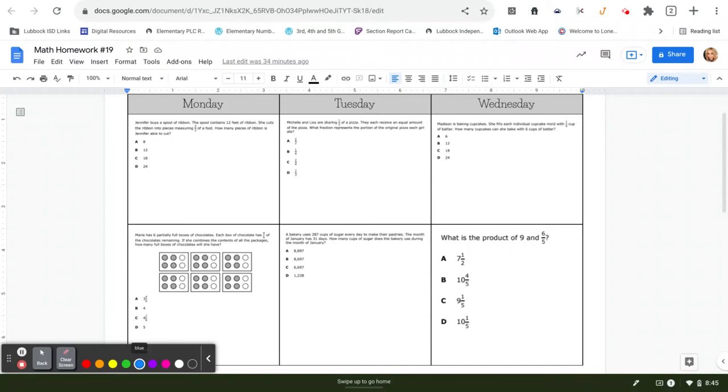So starting with tonight's Monday problem, it says Jennifer buys a spool of ribbon. The spool contains 12 feet of ribbon. She cuts the ribbon into pieces measuring 2/3 of a foot long. How many pieces of ribbon is Jennifer able to cut? Okay, so we have 12 feet of ribbon.